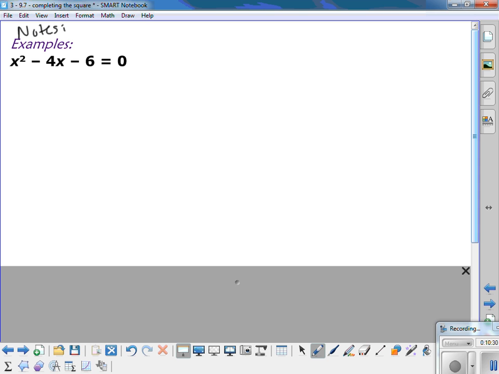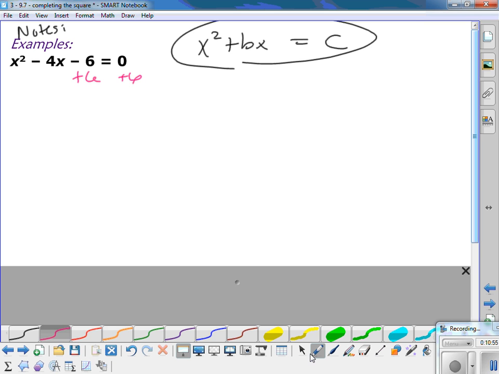All right, so we've got x squared minus 4x minus 6 equals 0. Is this the form that it needs to be in for me to complete the square? What did I tell you guys it had to be? You have to do x squared plus bx equals c. So you want to get the number by itself over on the right side. So what am I going to do? I'm going to add the 6, yeah.